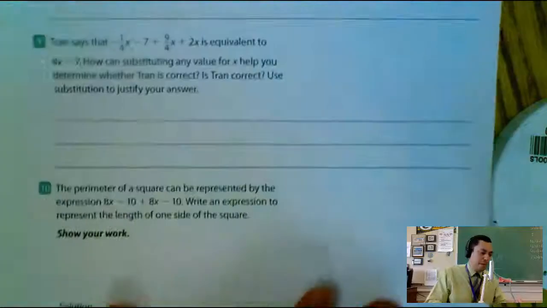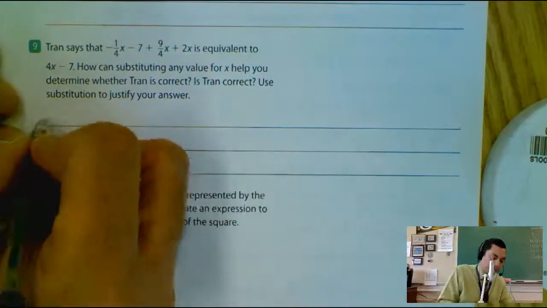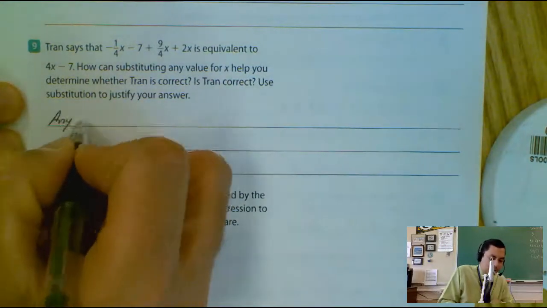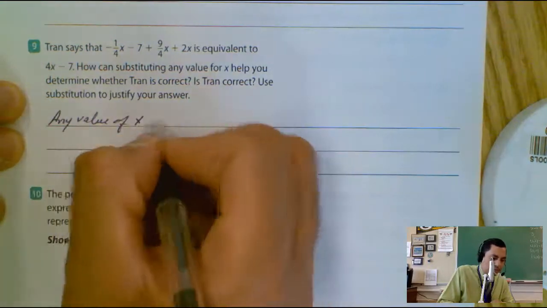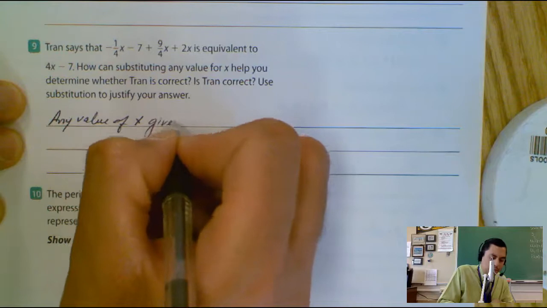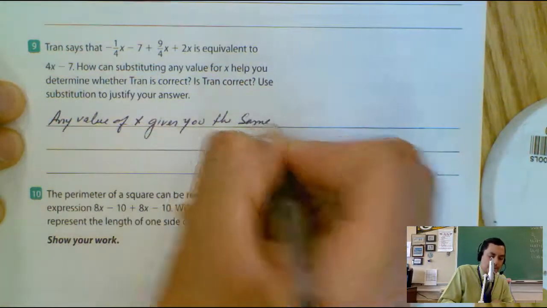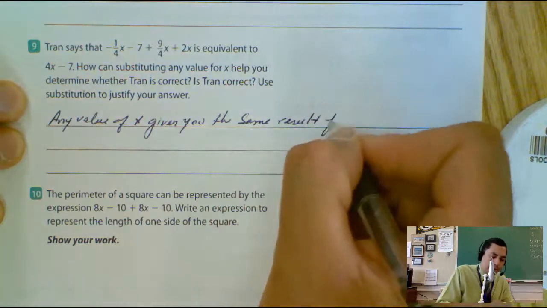Okay, it's problem number 9. So in this case, any value of x you can choose. For example, any value of x gives you the same result for equivalent expressions.